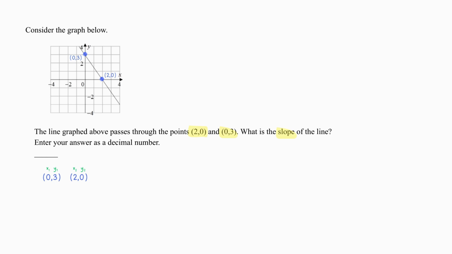We will be using the slope formula. M equals y2 minus y1 over x2 minus x1. Let's swap the letters for our numbers. M equals 0 minus 3 over 2 minus 0. So, M equals negative 3 over 2. Since the question is asking for the answer to be in decimal form, let's divide 3 by 2. So, M equals negative 1.5.